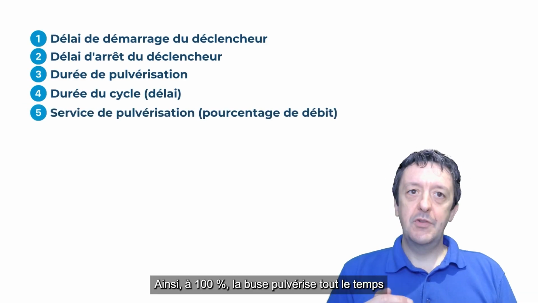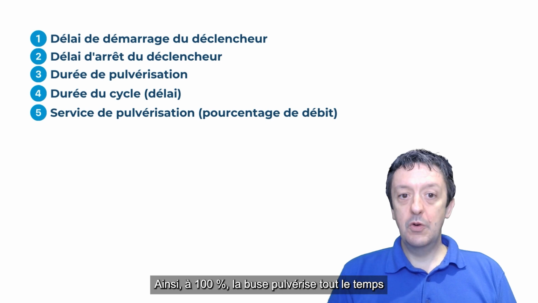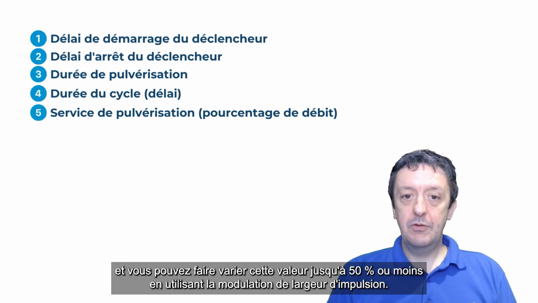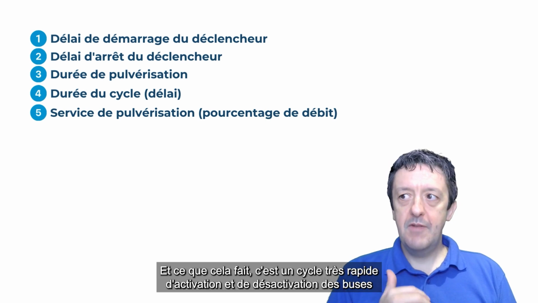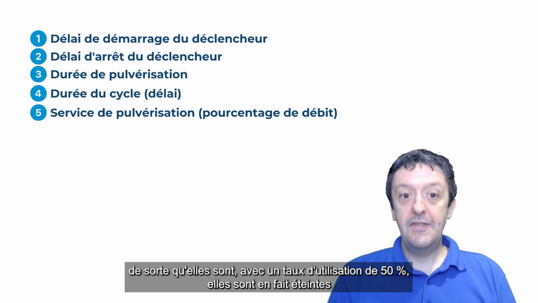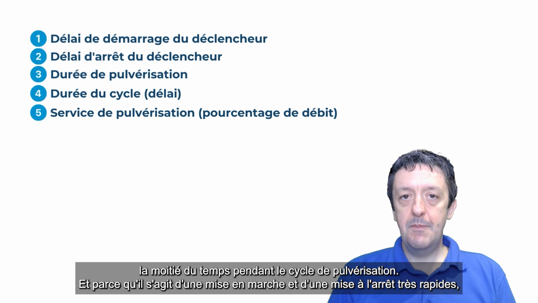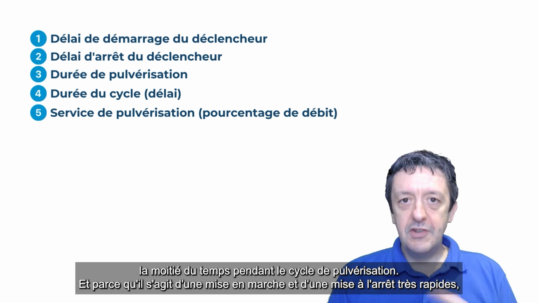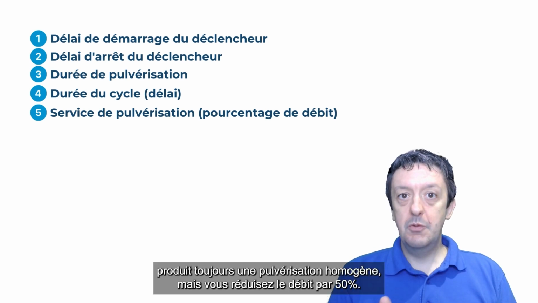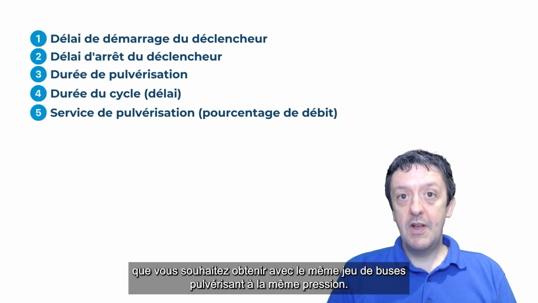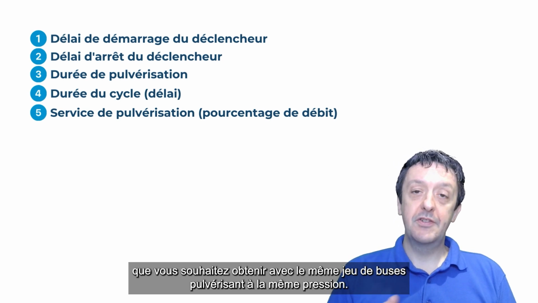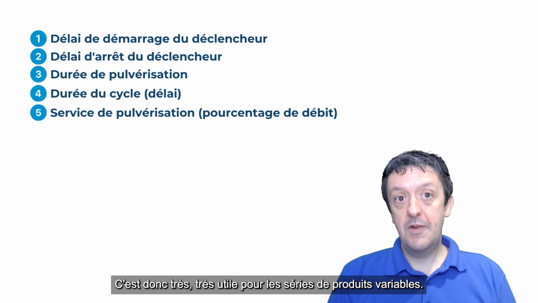The fifth degree of control is the duty of the spray. This is a percentage. At 100%, the nozzle is spraying all of the time, and you can vary that down to 50% or lower using pulse width modulation. What this does is very rapidly cycle the nozzles on and off, so on a 50% duty, they're actually off half of the time during the spray cycle. Because it's so rapidly on and off, this effectively still produces a consistent spray, but you are reducing the flow rate by 50%. With duties, you can program in the flow rate you want out of the same set of nozzles spraying at the same pressure. So very useful for variable product runs.